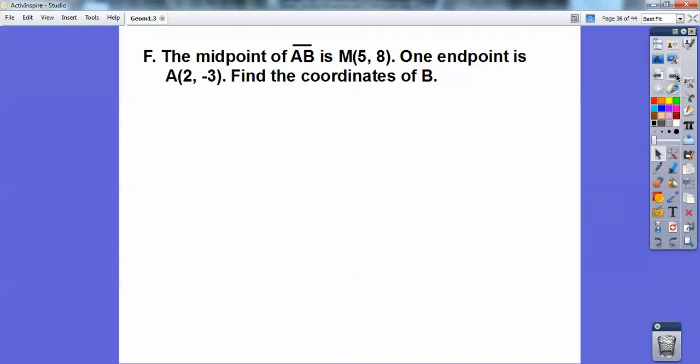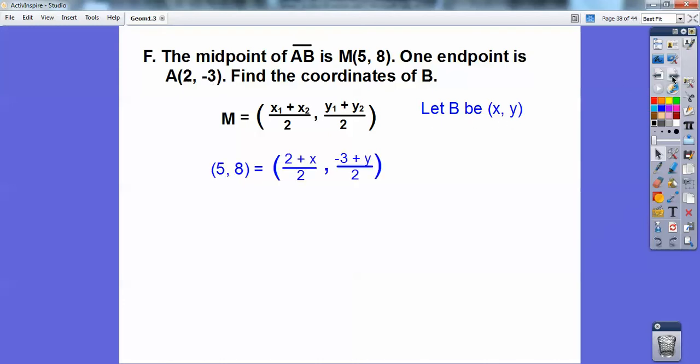All right, the midpoint of line segment AB is M, 5, comma 8. One endpoint A is 2, negative 3. Find the coordinates of B. So I'm going to let B be x, comma y. There's my midpoint formula. This M, 5, comma 8, goes right here. And I'm going to go 2 plus this x over 2, and then negative 3 plus this y over 2. That's what I have set up right there.